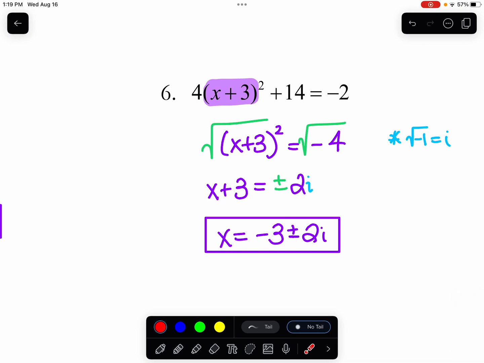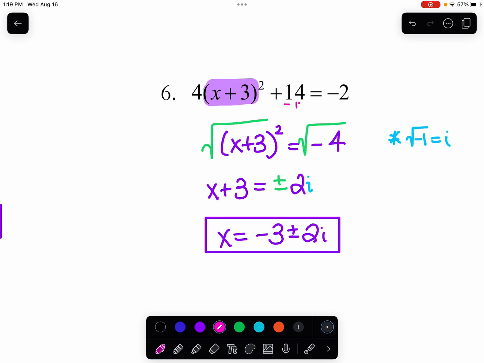We have to, again, get all of the constants on this side and isolate the squared term. So first we're going to have to subtract the 14 and get negative 16 on the right, then divide both sides by 4. That's how we get the negative 4 here. Once we have the squared term isolated, that means all by itself, now we take the square root. Remember, don't do it preemptively.